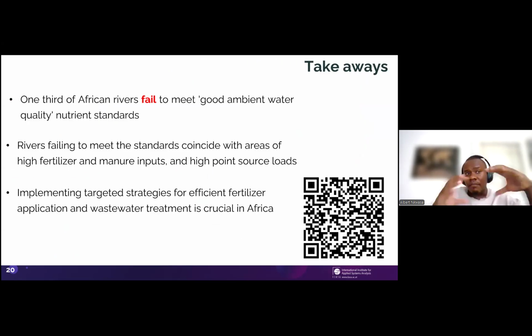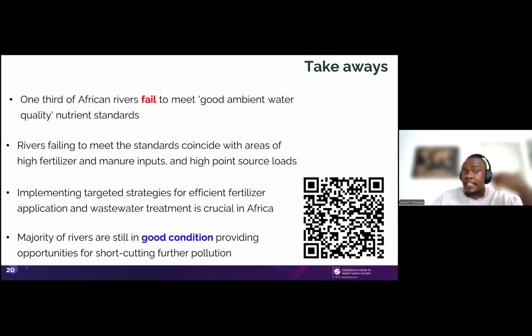So some takeaways from this, specifically for Africa, we found that one third of African rivers failed to meet the good ambient water quality nutrient standards. And the rivers that did not meet the standards coincided a lot with areas of high fertilizer and manure inputs, as well as high point source loadings. Of course, implementing strategies that target this could be crucial for Africa. But also interestingly, the majority of the rivers, 67%, are still in good condition, which provides an opportunity for shortcutting further pollution along the African continent.